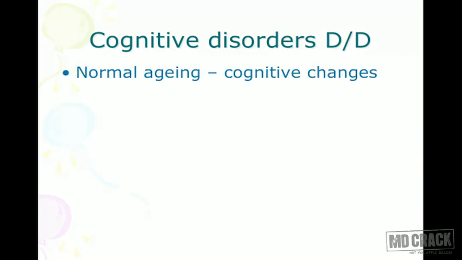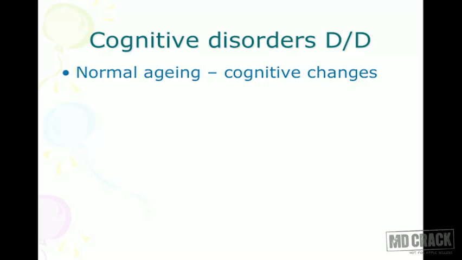We need to differentiate the cognitive disorders from other disorders or from some other situations. For example, a simple situation is normal aging process. And looking at the normal aging process, you might go on to label it hurriedly as Alzheimer's.